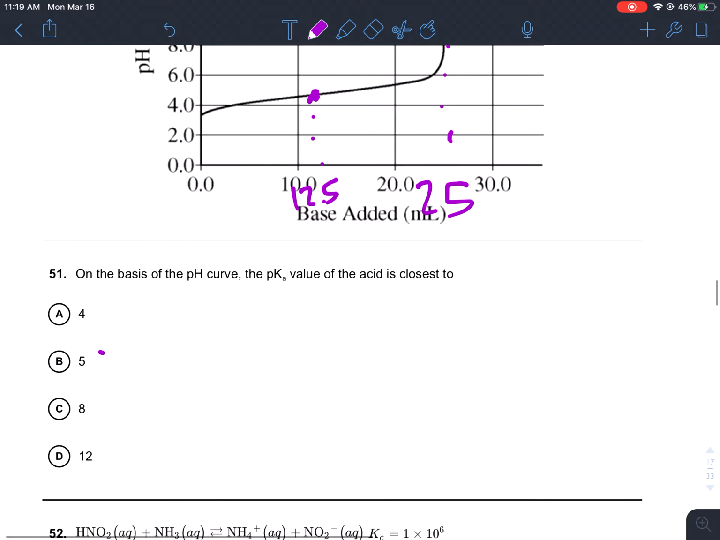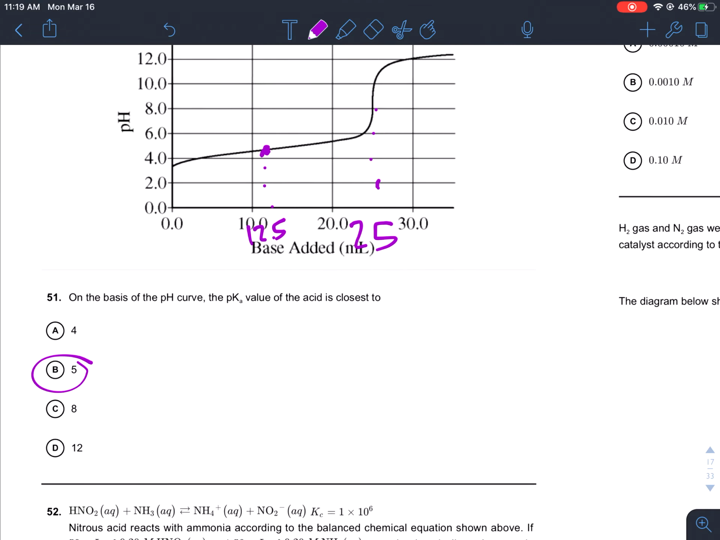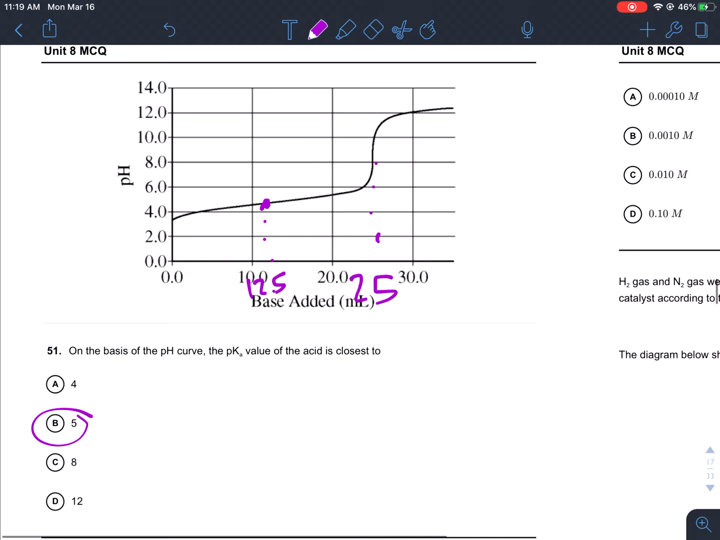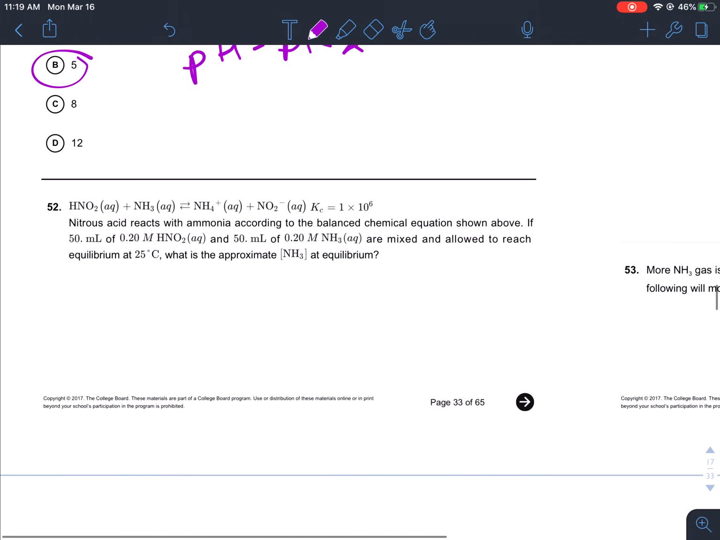Yeah, it's almost 5. Answer is B. And that is, you know, you're literally eyeballing it. Look, it's not a math test, okay? So don't get caught up in what's the formula that I use. You just got to know that the pH is equal to the pKa at the halfway point. And where's the halfway point? Well, it's the halfway equivalence point, which would be half of 25 because the equivalence point is clearly right there.